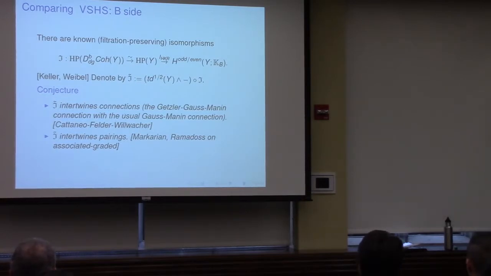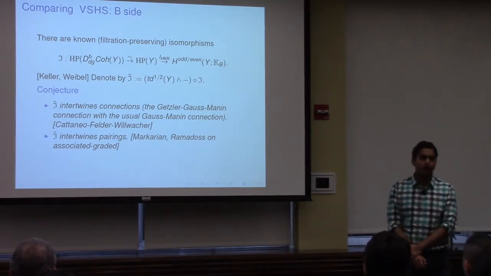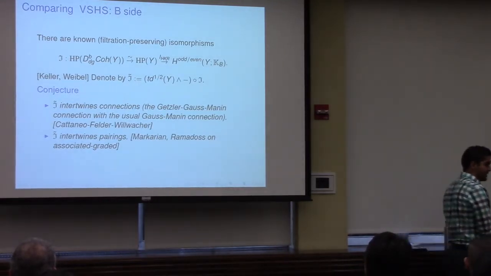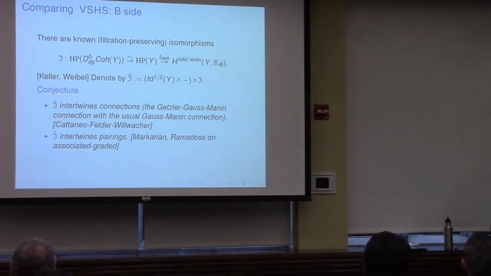Okay, and the next bit of the conjecture is that this map intertwines pairings, and I should point out that Nick Sheridan in part 1 of this series explained that on the associated graded, this is known to hold, by work of Markarian and Rodriguez.